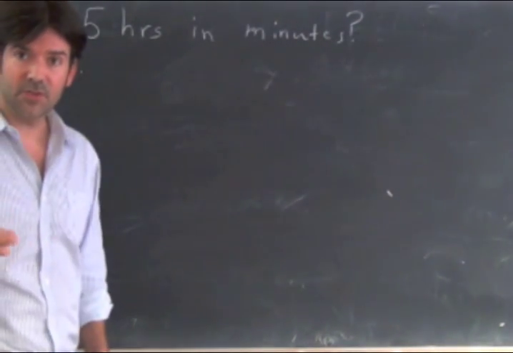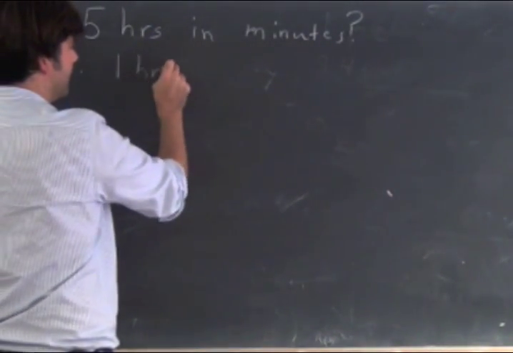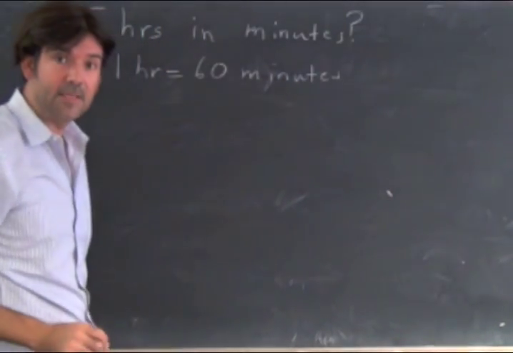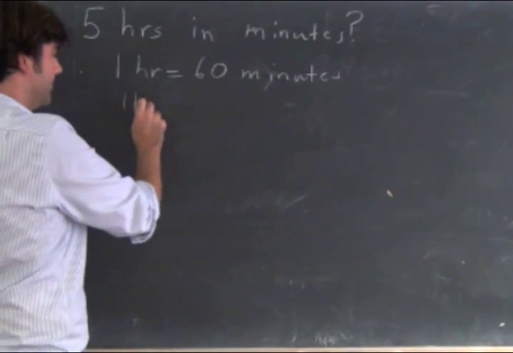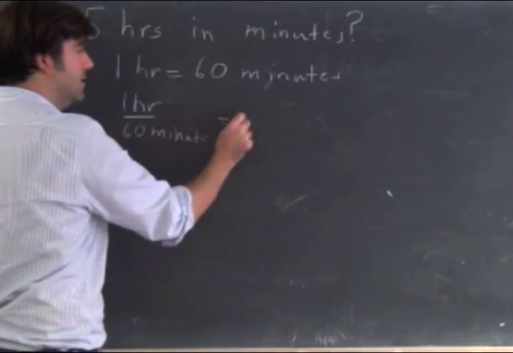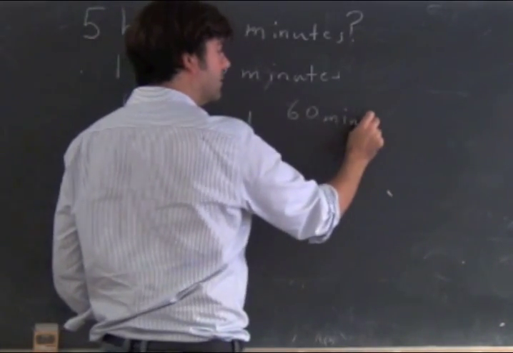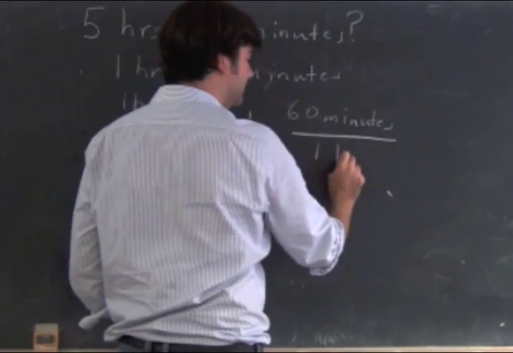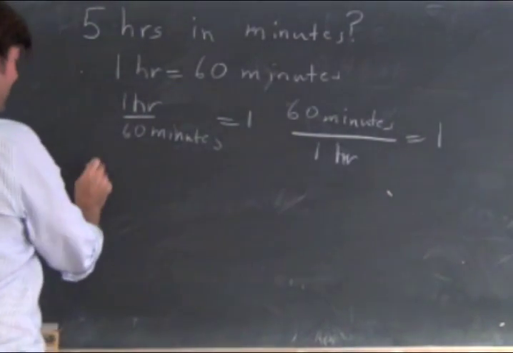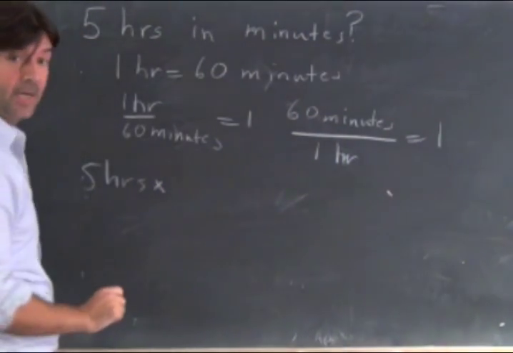Well, the first thing to note is that we're going to try to multiply this by 1. So we know that 1 hour is equal to 60 minutes. That means that we can say that 1 hour over 60 minutes is equal to 1. And similarly, 60 minutes over 1 hour is also equal to 1. So I can take 5 hours and multiply it by 1.